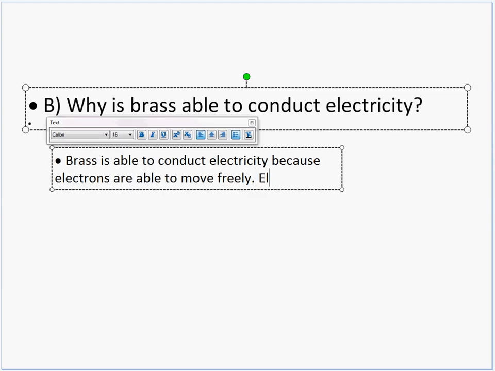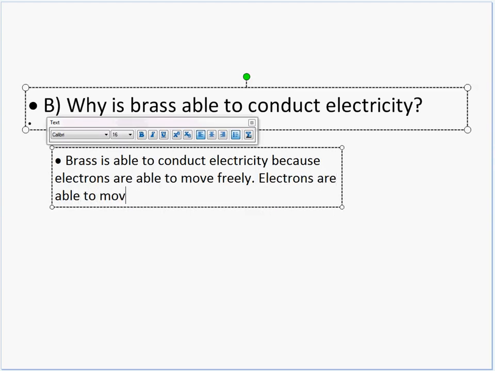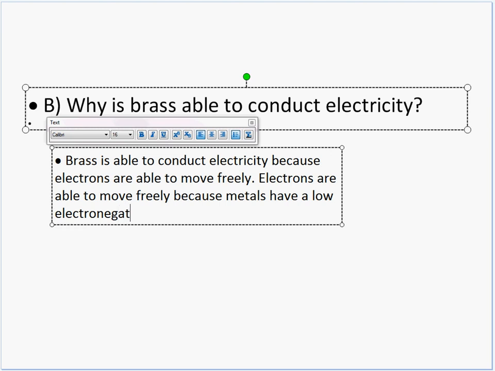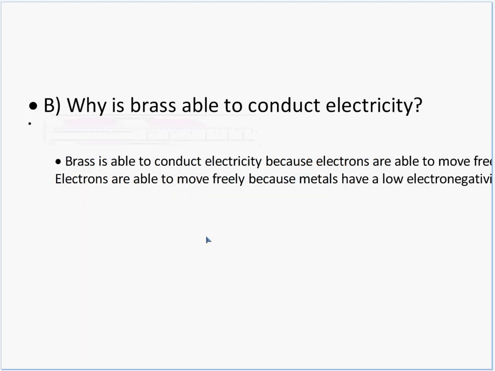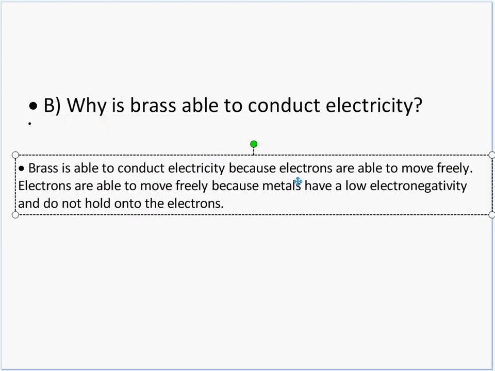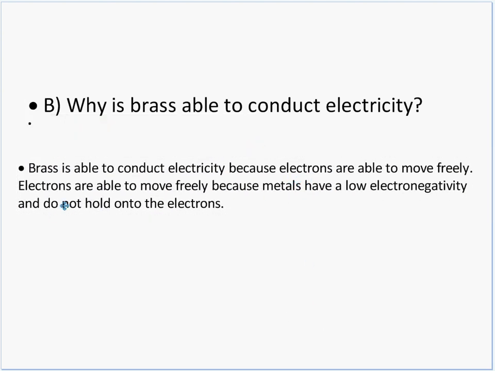We can say, so electrons are able to move freely because metals have a low electronegativity and do not hold onto the electrons. Alright, and so therefore metals conduct electricity very well. Brass is a metal, it's a metallic bond.